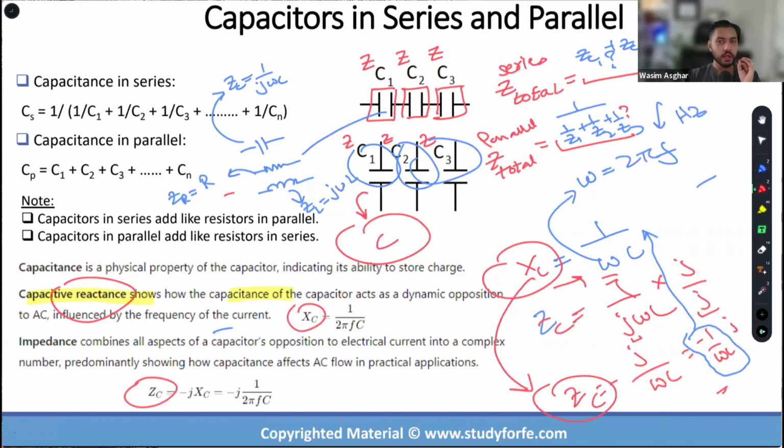Important concept: what I see students mixing and confusing all the time are the formulas for capacitance in series and parallel with the formulas for the impedance in series and parallel. And the lack of understanding stems from the fact that they don't appreciate the difference between capacitance, reactance, and impedance.